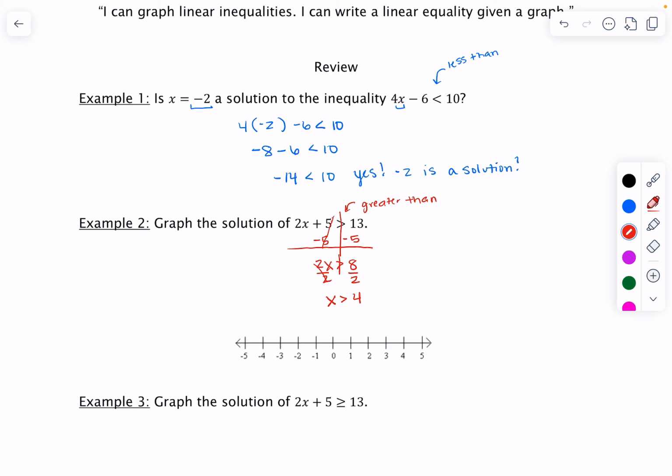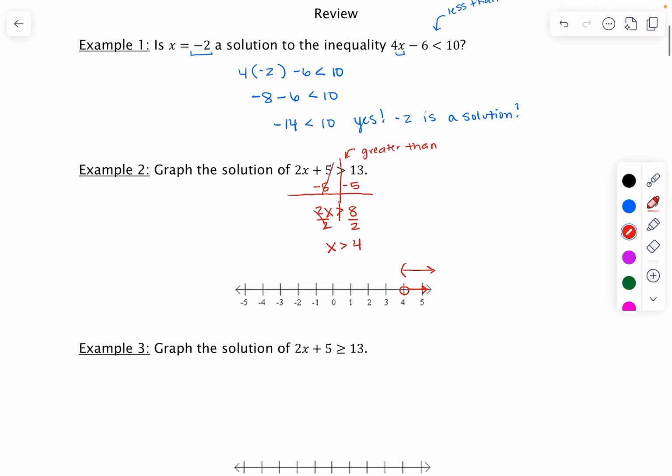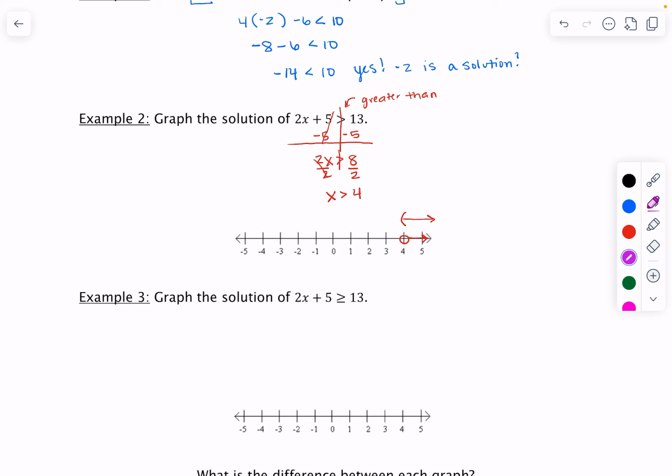When I graph this on a number line, I can either use an open circle and draw my arrow to the right because it's greater than, or I can use a parenthesis and draw an arrow. So remember that is how we graph on a number line. Okay, we're going to do a second one because now we're going to use another symbol, a greater than or equal to.